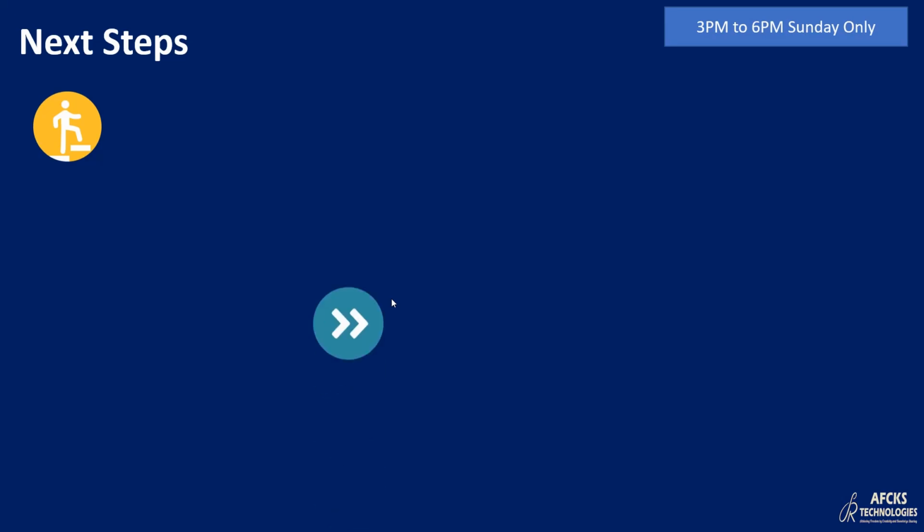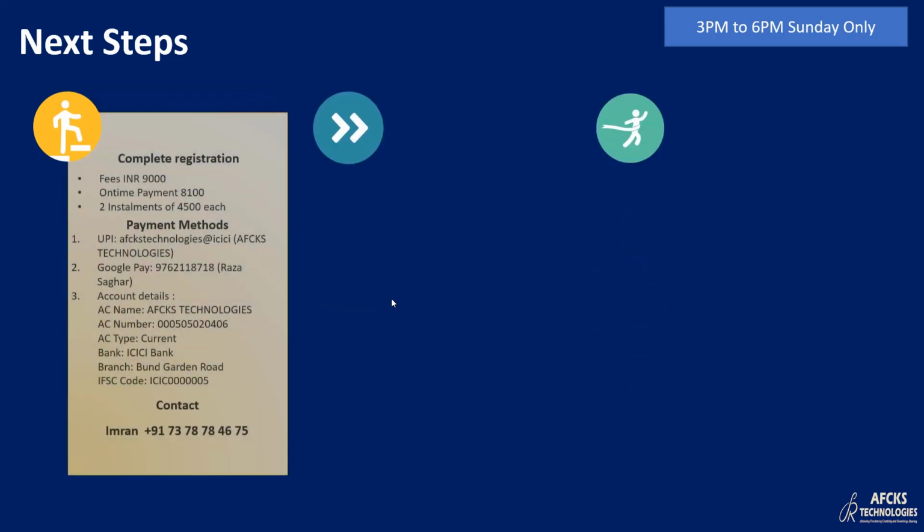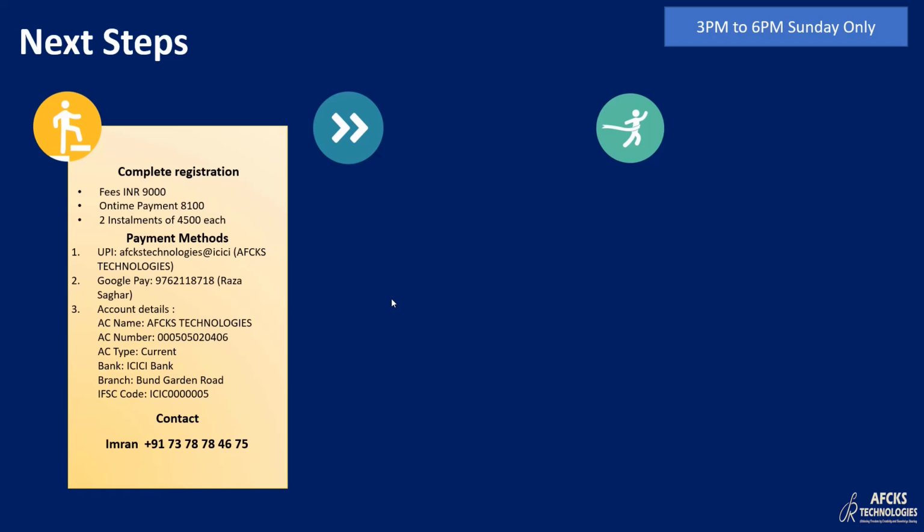Okay, so let's talk about some of the next steps. First, you need to complete the registration. There's a nominal fee of 9,000. If you pay one time, you'll be able to get some more discount. If you want to pay in installments, you can pay in 2 installments. I have added the payment methods on this screen. You can take a snapshot if you want.